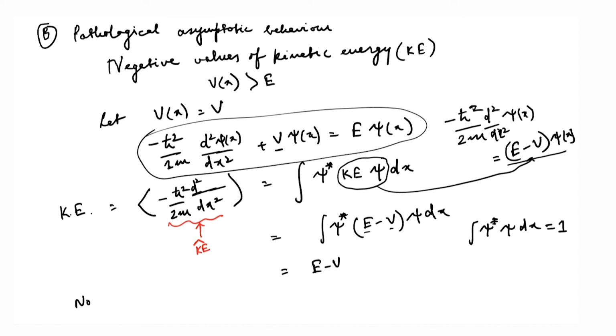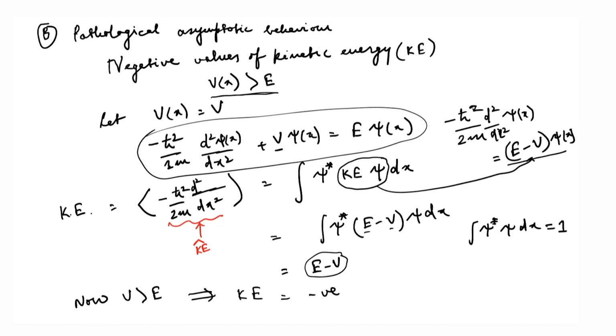Now, if we go back to the beginning, we were talking about V(x) greater than E. So my V is greater than E, which implies that my kinetic energy, given by the term E minus V, will be negative. So in this case we have a negative value of the kinetic energy. Now, if we try to find the solution, we can write the Schrodinger equation again in a simplified form.